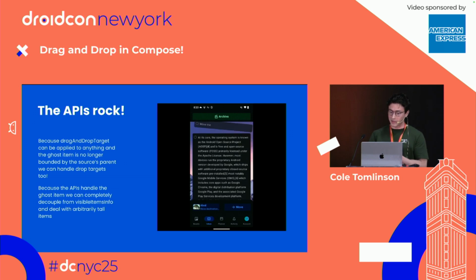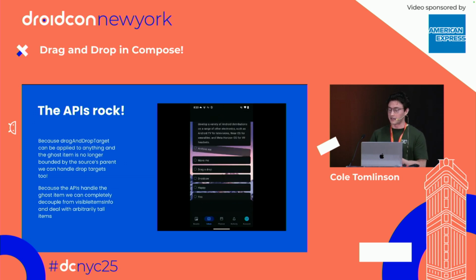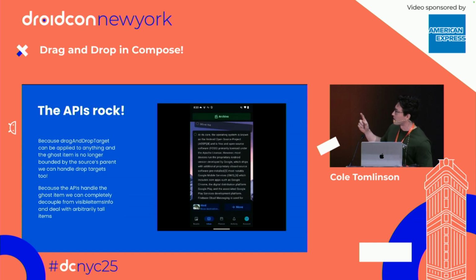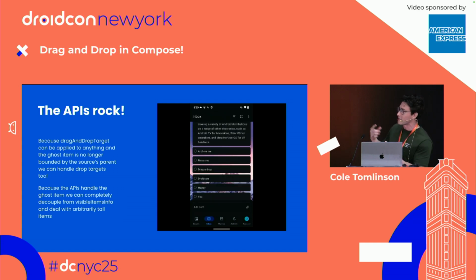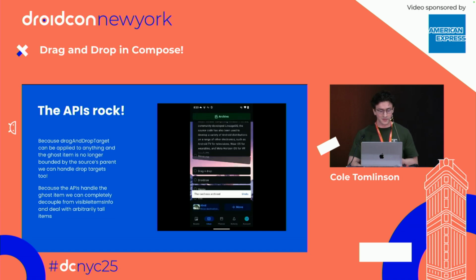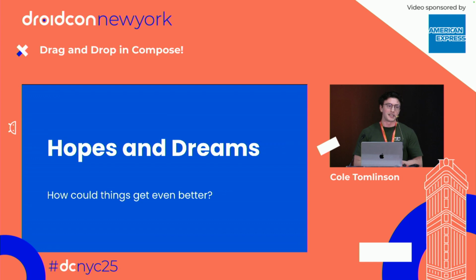And then since the APIs handle the ghost item, we can completely decouple from using visible items info and that graphics layer modifier. You can see that I'm over scrolling over top of a really tall item, and when they switch spots, the drag still happens. So that's super nice. Things are in a really good state now with these APIs. We're able to do pretty much everything that we want, but I do have some ideas on how things could get a little bit better even moving forward that I'd like to share real quick with you.